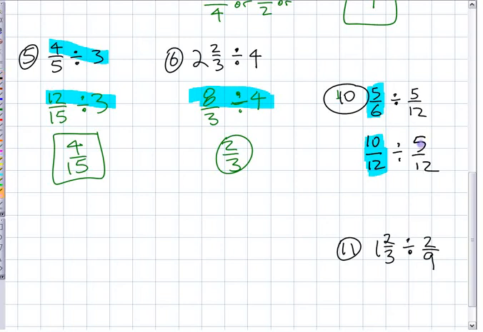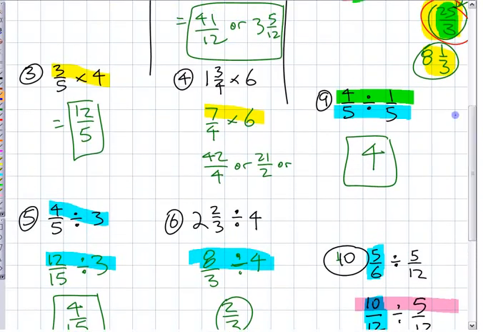What is it? It's actually just 2, right? It's just 2. It's not 2/12, it's just 2. Okay? You notice up here it wasn't 4/5, it was just 4, right?